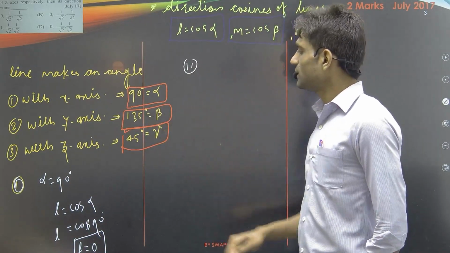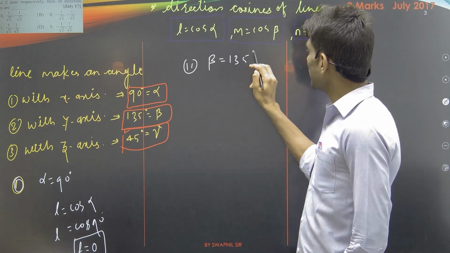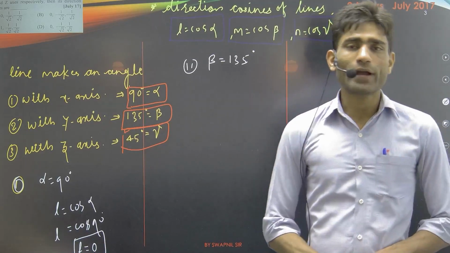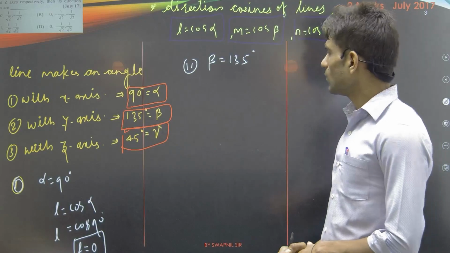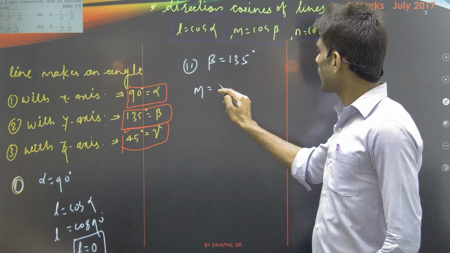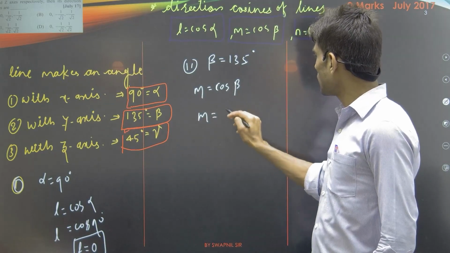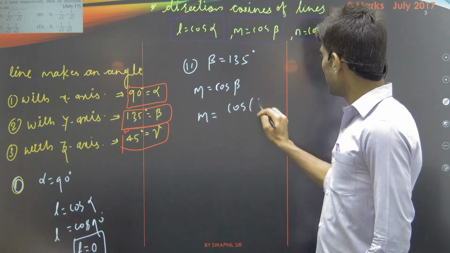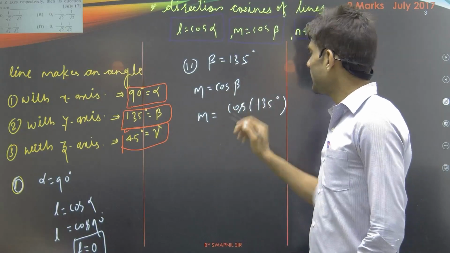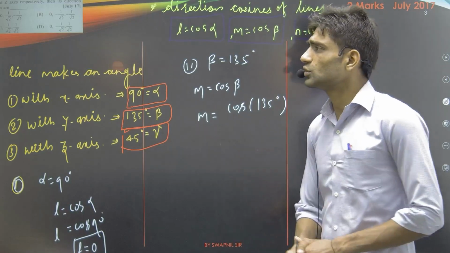So using beta which is equal to 135 degree, we have to find out the value for cos beta. We know that m is equal to cos of beta, so we write cos of 135 degree. Substitute the value for beta as 135 degree, so m is equal to cos of 135 degree.